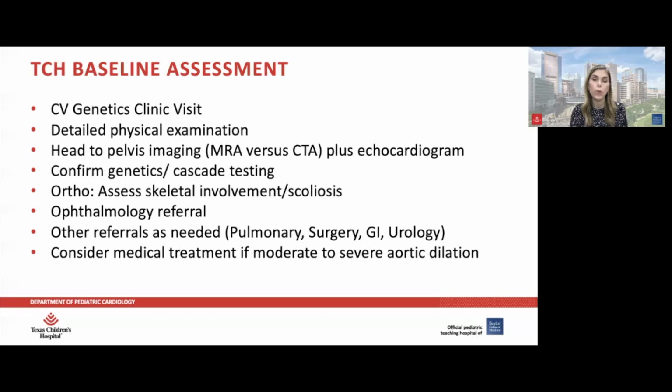And if we see significant aortic dilation or aortic aneurysm, we do talk about medical treatment for this with antihypertensives. This is kind of controversial because thankfully there has not been dissections described in arterial tortuosity syndrome, but there is always a question, because aortic aneurysms are quite common, whether this could occur. So if we have someone with a very large area of dilation or aneurysm, we will consider medical treatment.